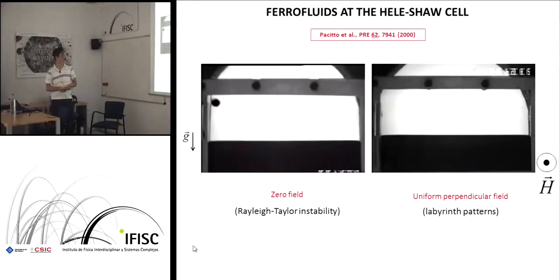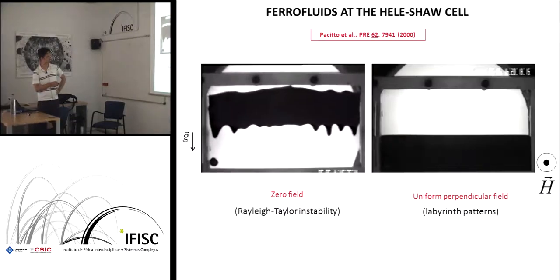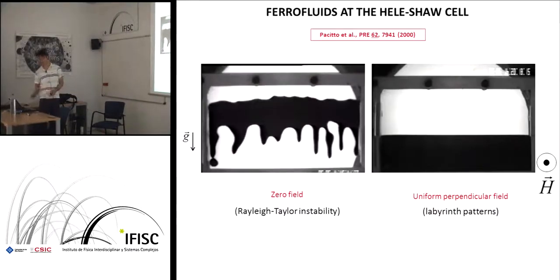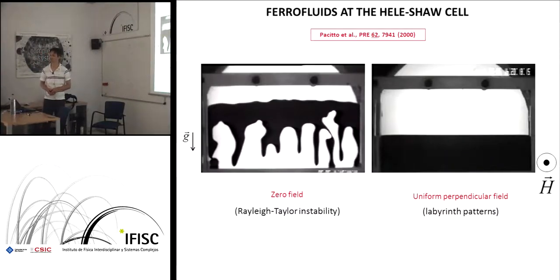And we see that instabilities take place. This is the Rayleigh-Taylor instability. Due to the difference in densities and viscosities, we have these fingering patterns here. I will stop the video, but then I can finish afterwards. Here there is no magnetic field, just gravity. So this is zero field. They just behave as a common liquid. If you use oil, you get the same kind of pattern, right?